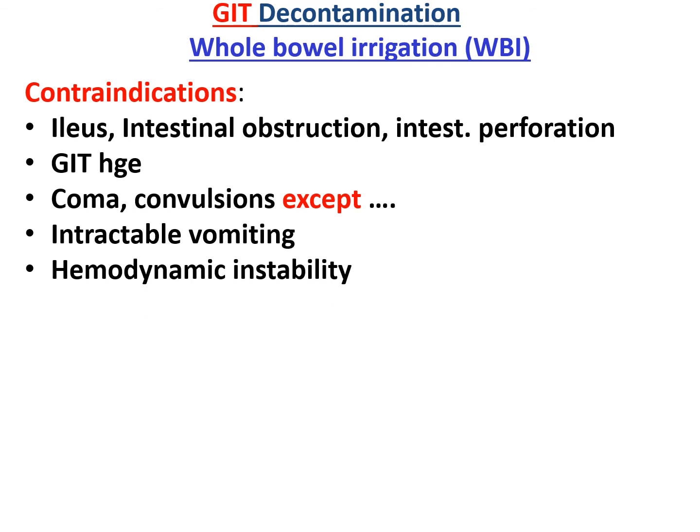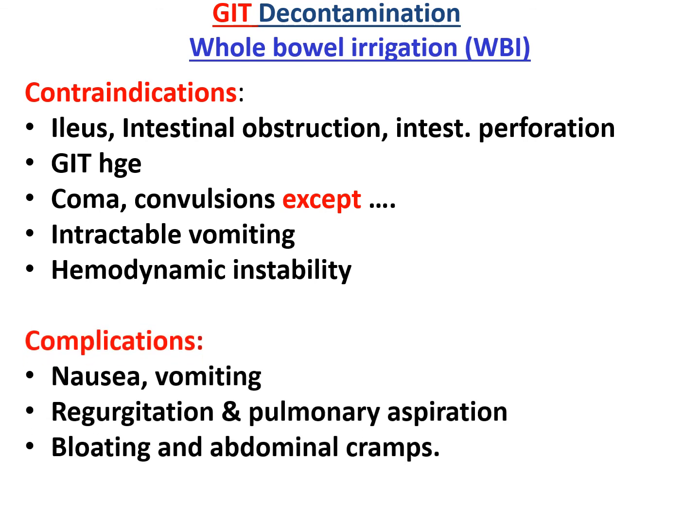The complications of whole bowel irrigation include nausea, vomiting, regurgitation and pulmonary aspiration, and bloating with abdominal cramps.